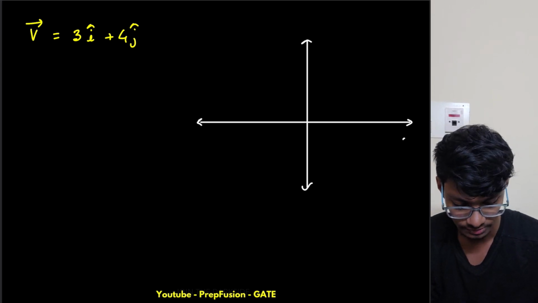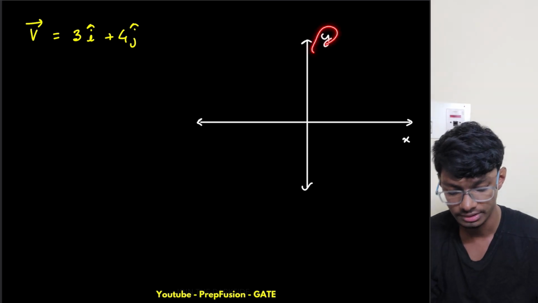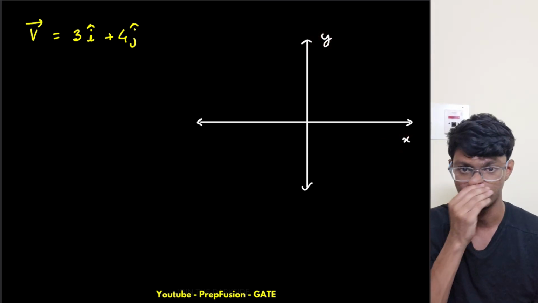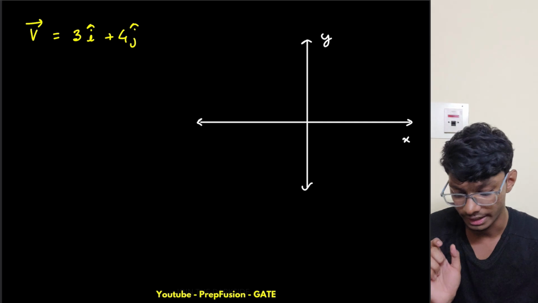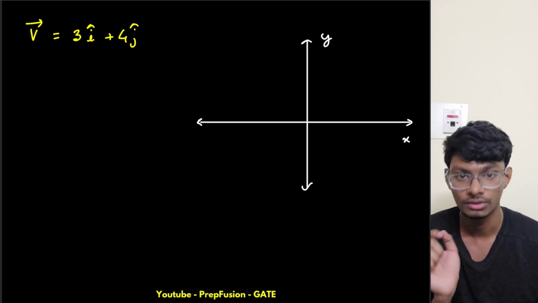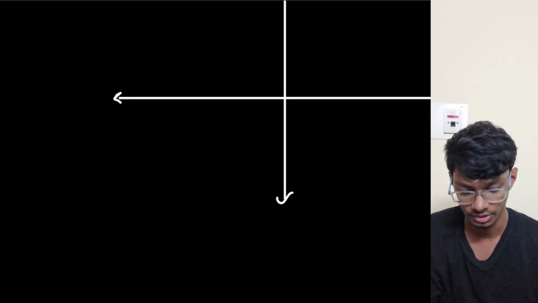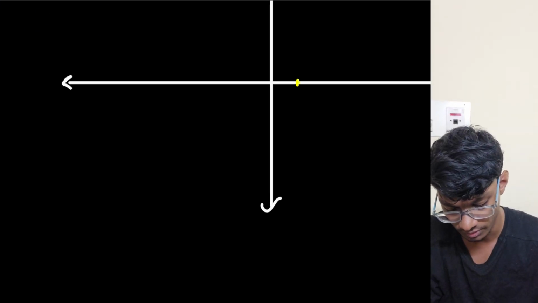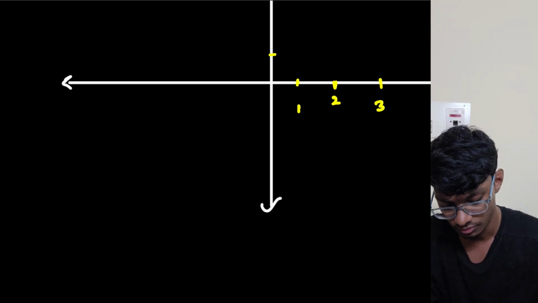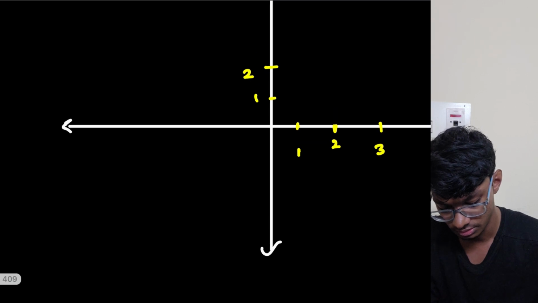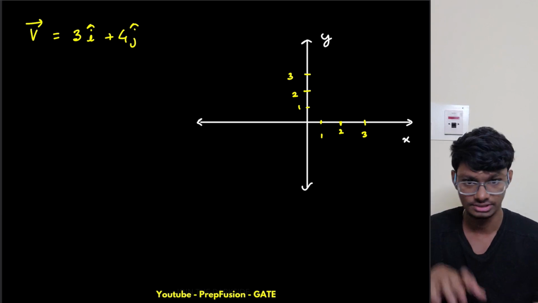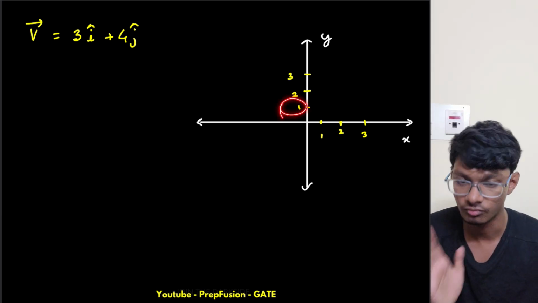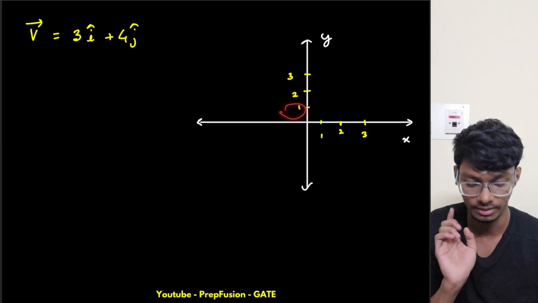Okay, this is my x, this is my y. Now along y is my j cap and along x is my i cap, right? Now what does this mean? I cap is the unit vector along the x direction. Unit basically means one step, so let me define this as one step only. This is 1, 2, 3, and this is also 1, 2, 3. This is the unit vector along y, that is j cap, this is 1 j cap and this is 1 i cap.